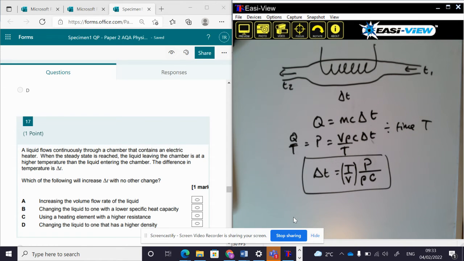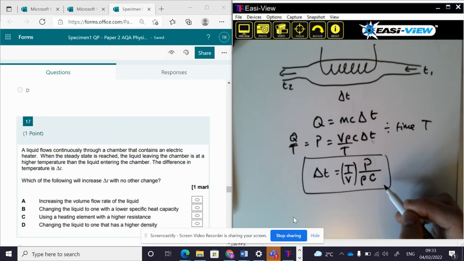Changing the liquid to one of a lower specific heat capacity. If I lower the specific heat capacity, because it's inversely proportional, a lower specific heat capacity means it can hold less energy in joules for a change in temperature. So that will cause a greater heating effect. So that is the right answer.